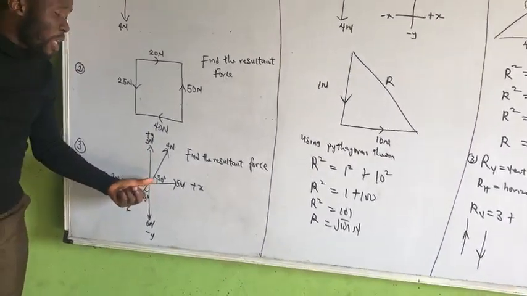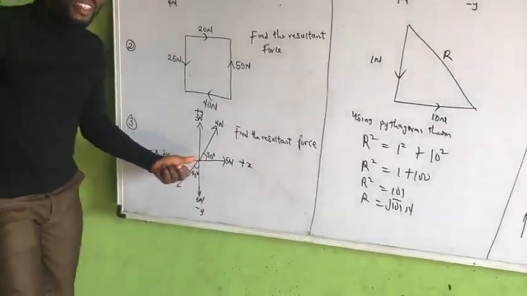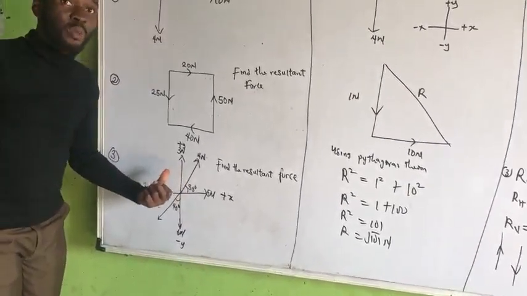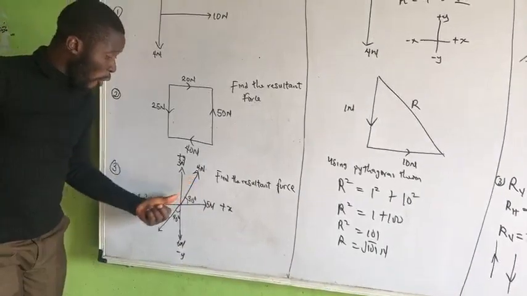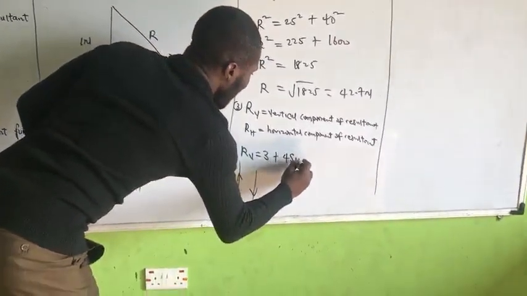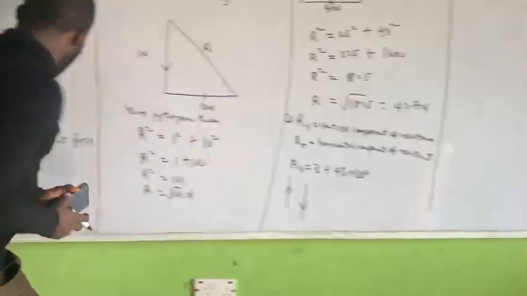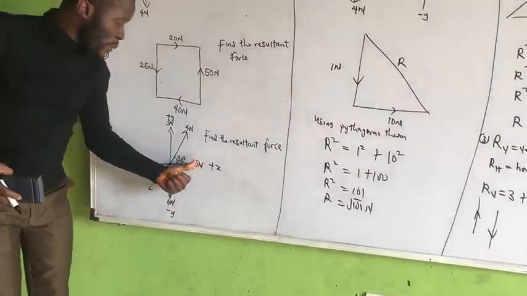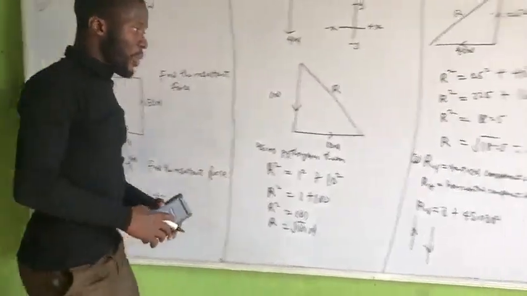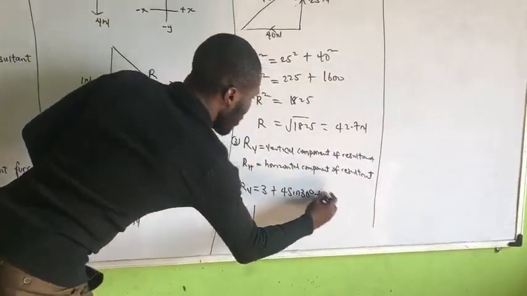So the vertical component of resultant will be sine theta. If the angle is inclined to the vertical, the vertical component of resultant will be cos theta. So this will be 4 sine 30 plus 4 sine 30 degrees. Now followed by 5. 5 is placed on the horizontal, so the vertical component of resultant for this 5 will be 0. So that will be plus 0.